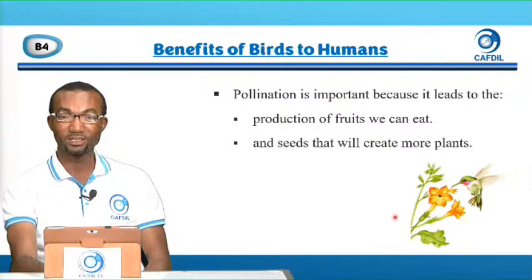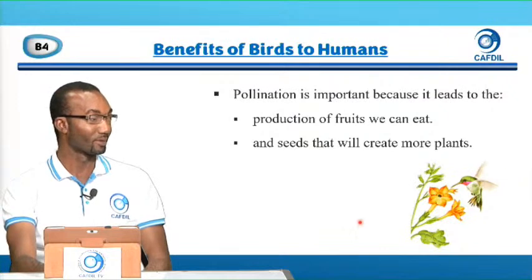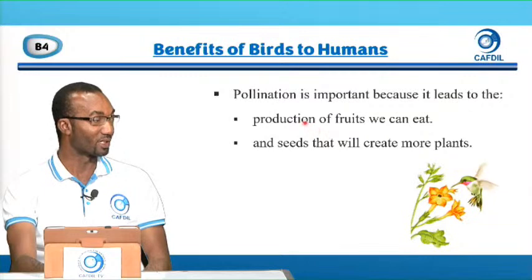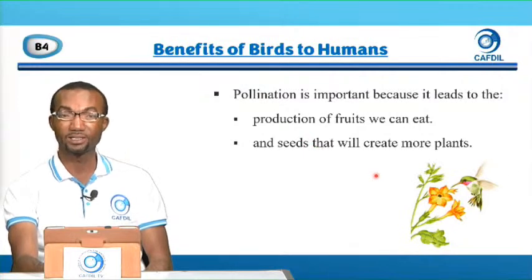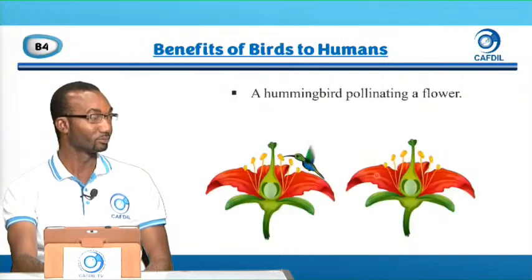And this pollination is being done by some birds. So the pollination helps us to get fruits and then seeds that will help us create more plants. The same way, insects like bees and butterflies also help in pollination.